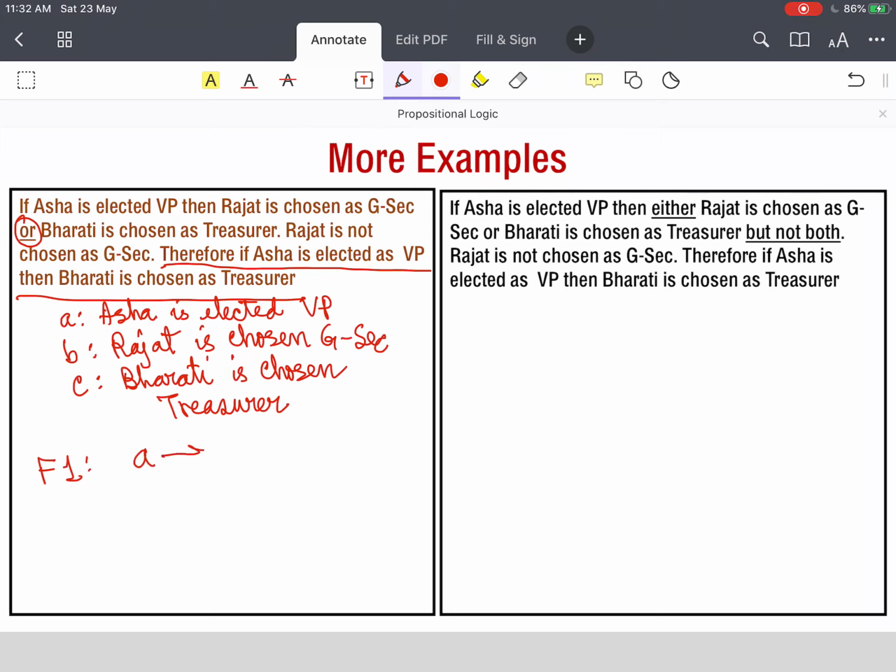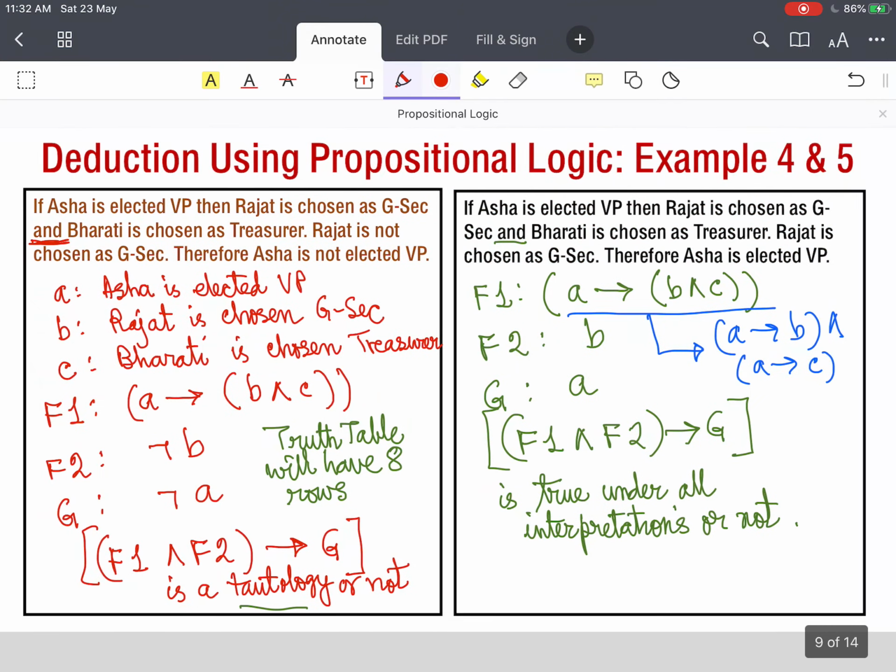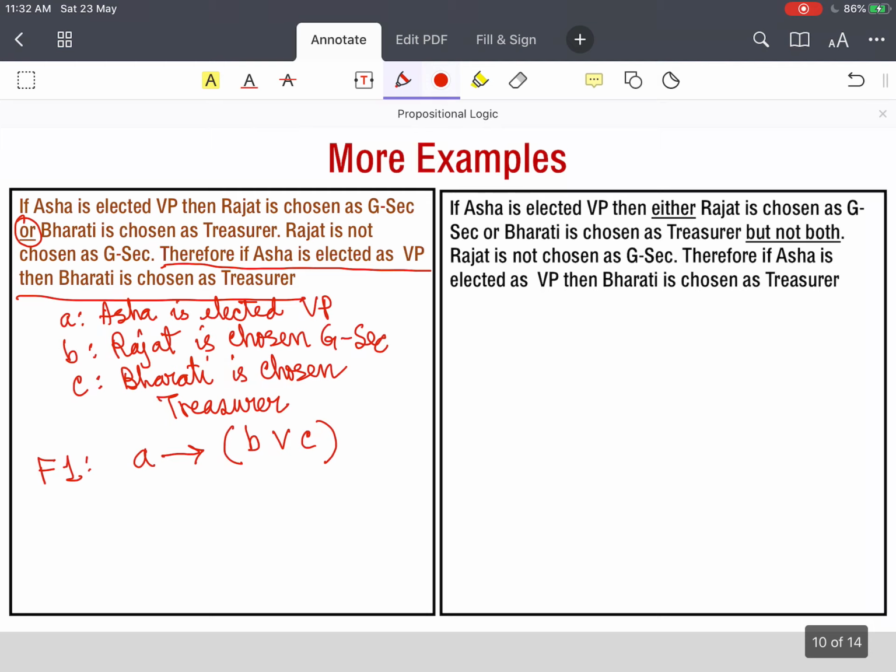And what is my F1? F1 here is: if Asha is elected VP, then Rajat is chosen as GSEC or Bharati is chosen. So this is B or C, whereas in the previous case, it was and. In this case, it is or.